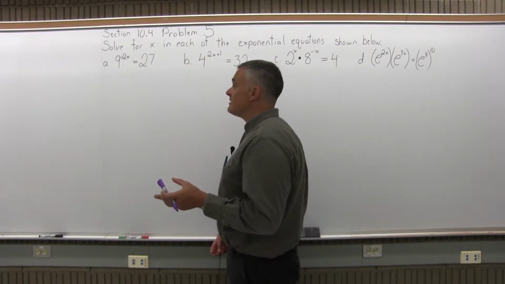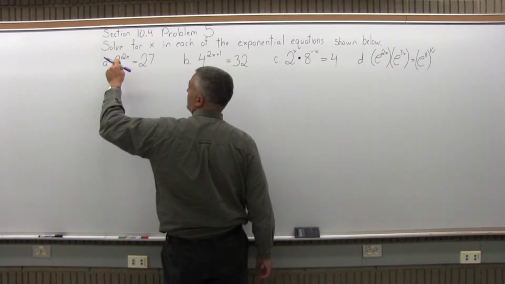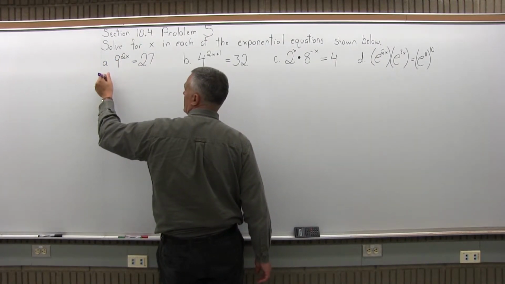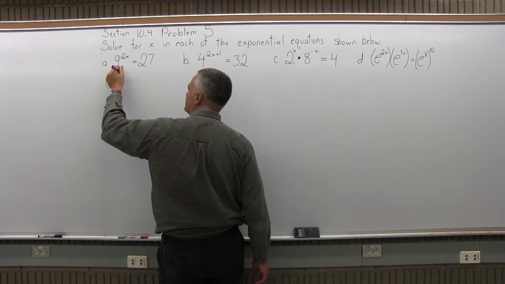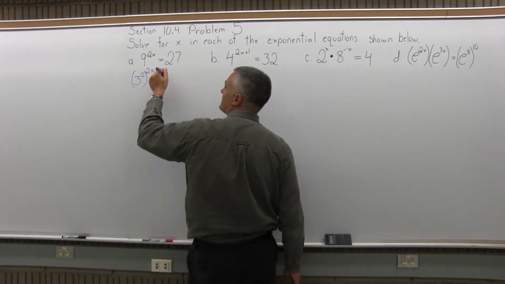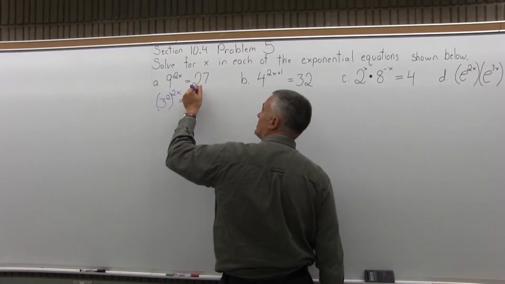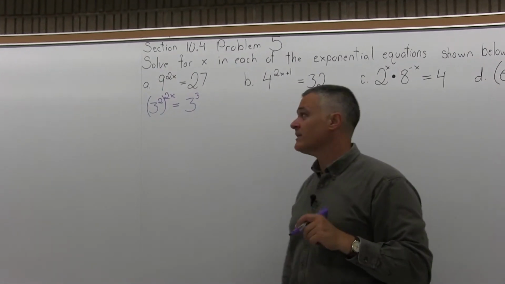Step 1 is make the base the same on both sides. So instead of 9 to the 2x, let me write that 9 as 3 to the 2nd power to the 2x. It's still 9 to the 2x, but I've written the 9 a little differently. And the 27 is actually 3 to the 3rd power. And you can verify that 3 times 3 times 3 is 27.